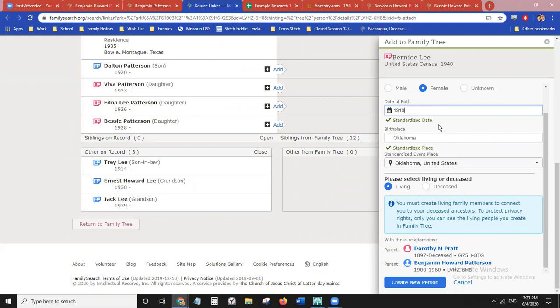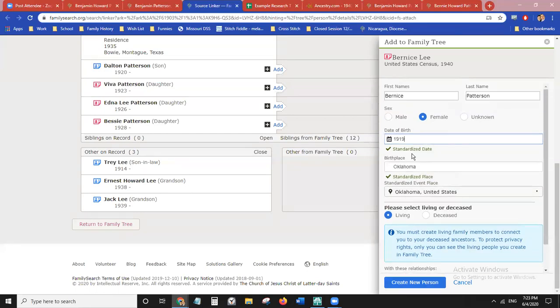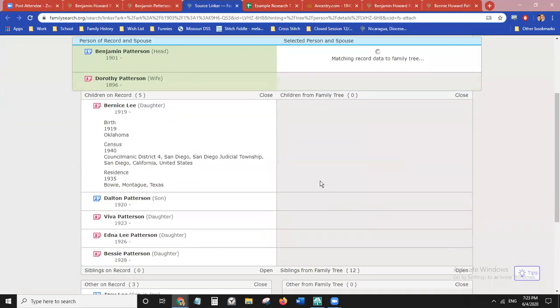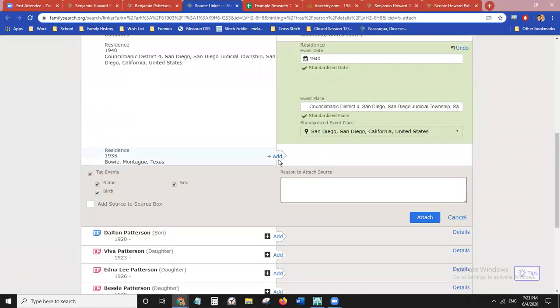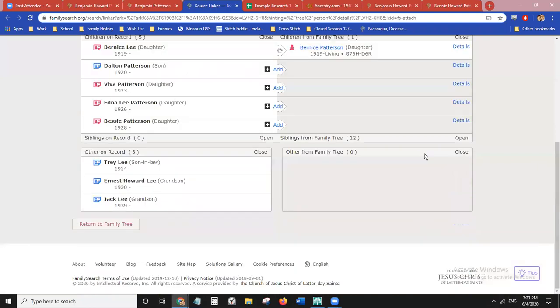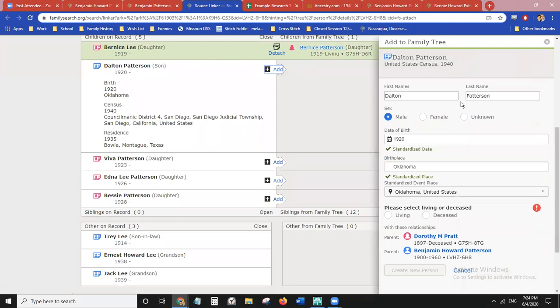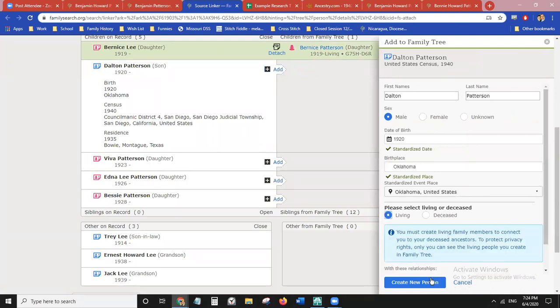So until I have a source that says she has died, or until it's been 110 years since her birth, the practice is to mark them as living. So I'm going to create that person. Bernice Patterson. I'm going to add that source so they know where I got that information. And I'm going to do that for all of his other children too.